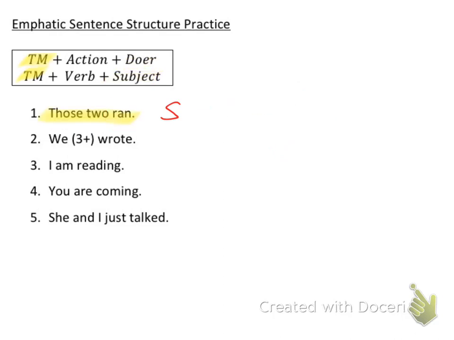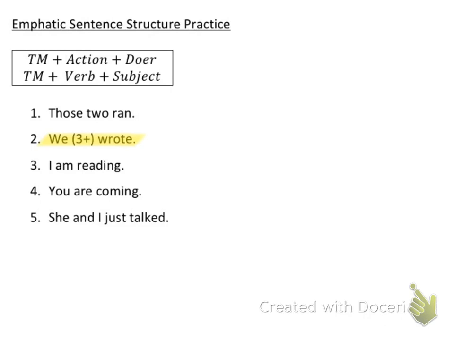Let's move to the second sentence. So, we 3+ wrote. And again, this isn't a complete thought or sentence. It's just something to help you practice with this little sentence structure, to help you prepare in gaining and grasping the entire sentence structure. So we 3+ wrote, so this is the plural version of we.